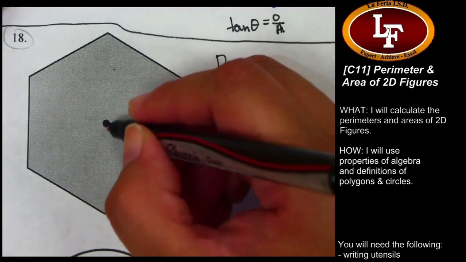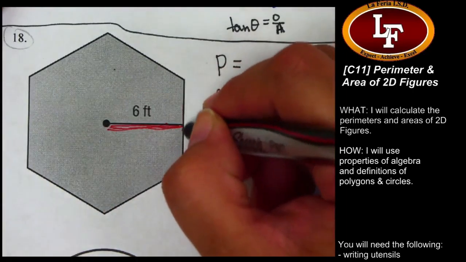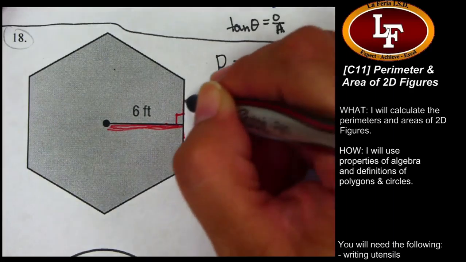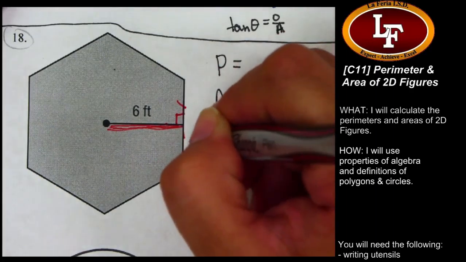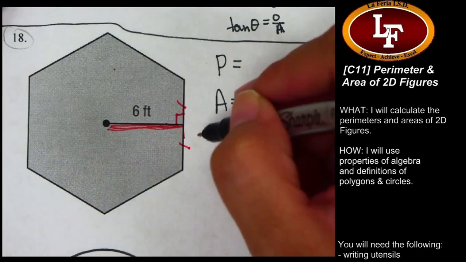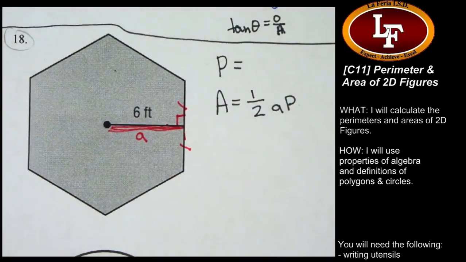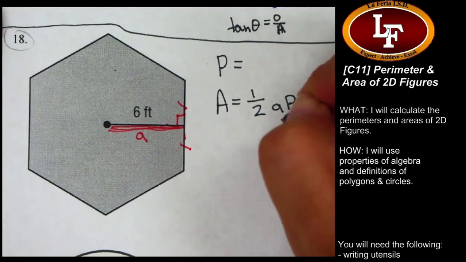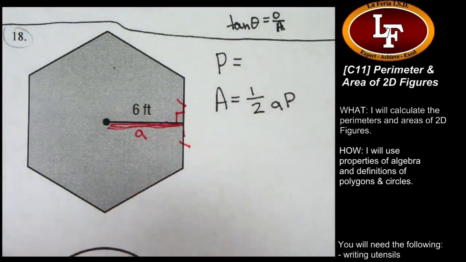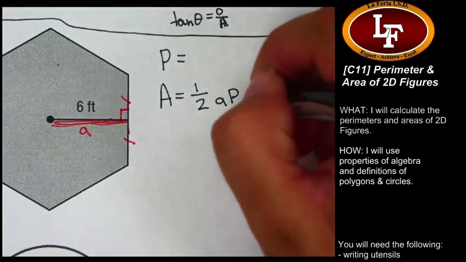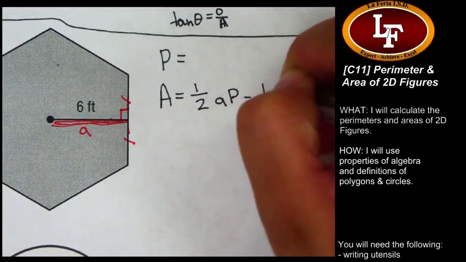This segment right here goes from the center and hits the side. We have to assume that it does that at a right angle and that it hits directly in the middle of the segment, which means this is an apothem. So we have this value right here. In my formula, I can already begin substitutions.